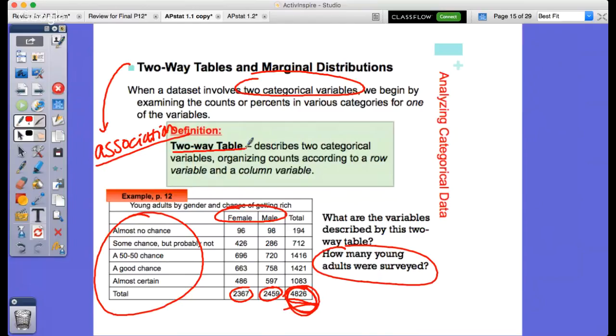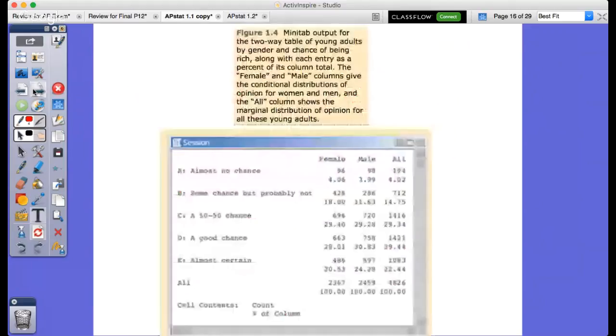But you'll notice, again, a two-way table describes two categorical variables, and it organizes them into different rows and columns and allows us to compare, was the perception different between males and females on whether they thought that they were rich or not, okay? We're going to look into that.